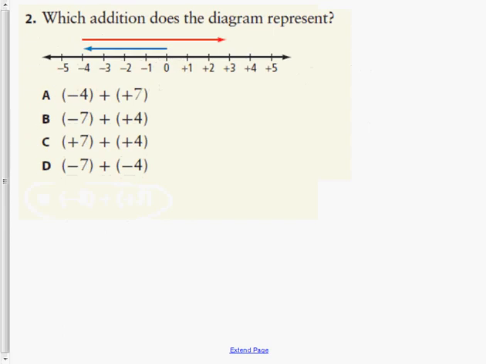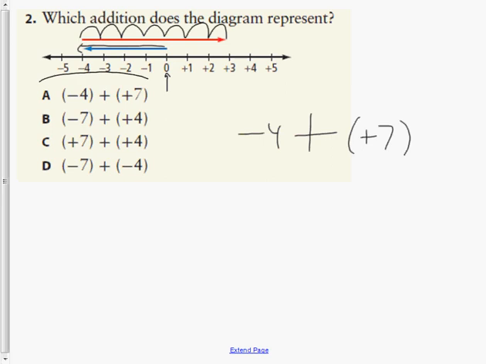The second question says, which addition does the diagram represent? Now remember, when you're reading a number line, you always start at 0. So the first number line represents a negative 4, and it says addition, combined with or plus. The next one is this red arrow, which is going up 1, 2, 3, 4, 5, 6, 7. It goes up 7, which means you're going to add 7. So negative 4 plus a positive 7 is A.